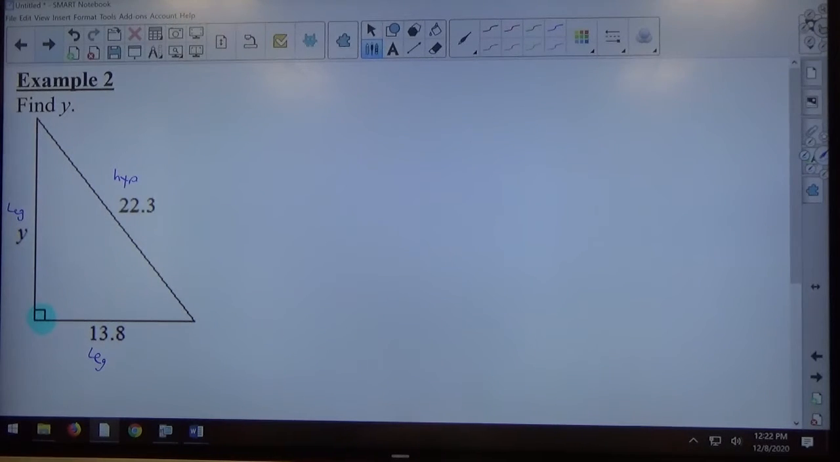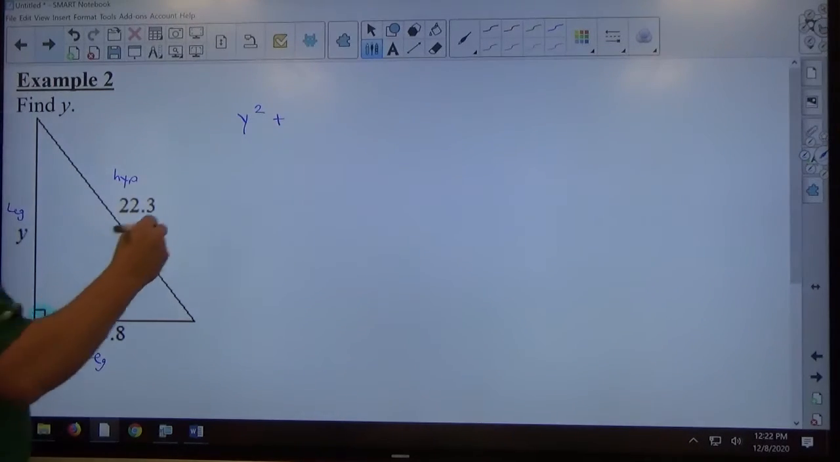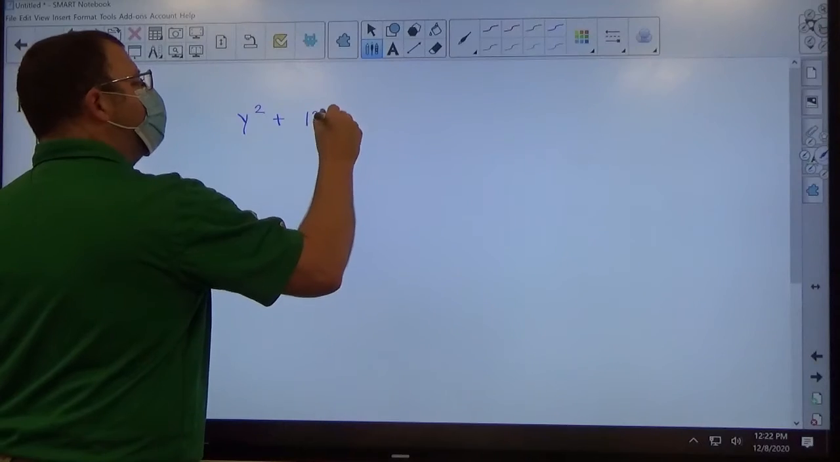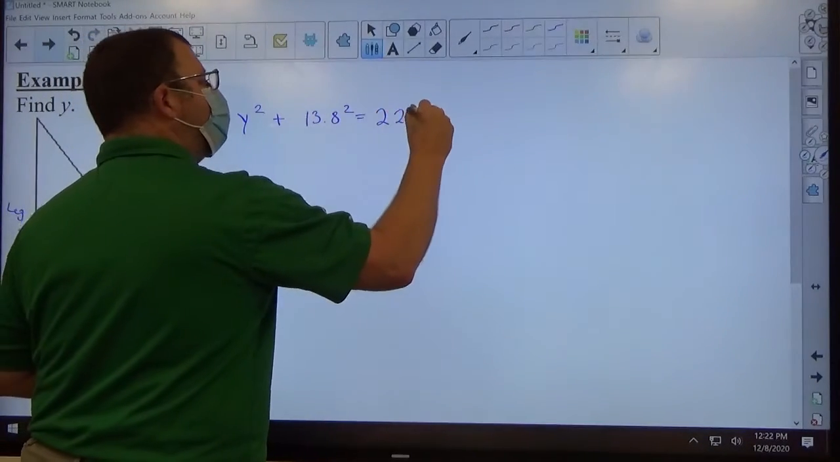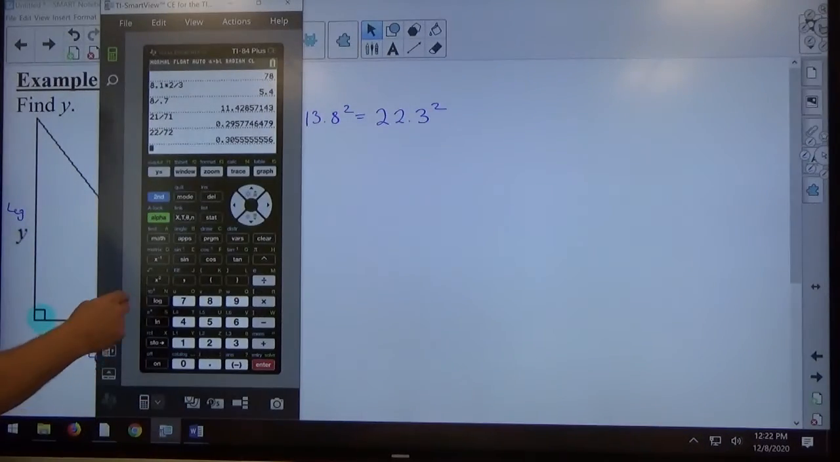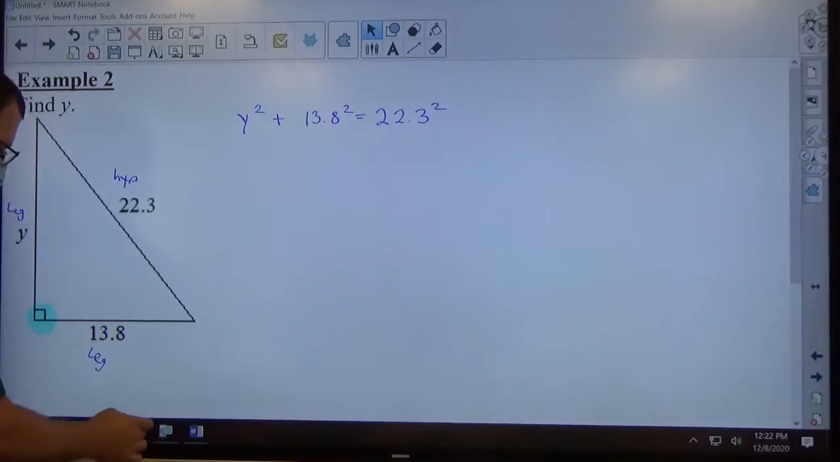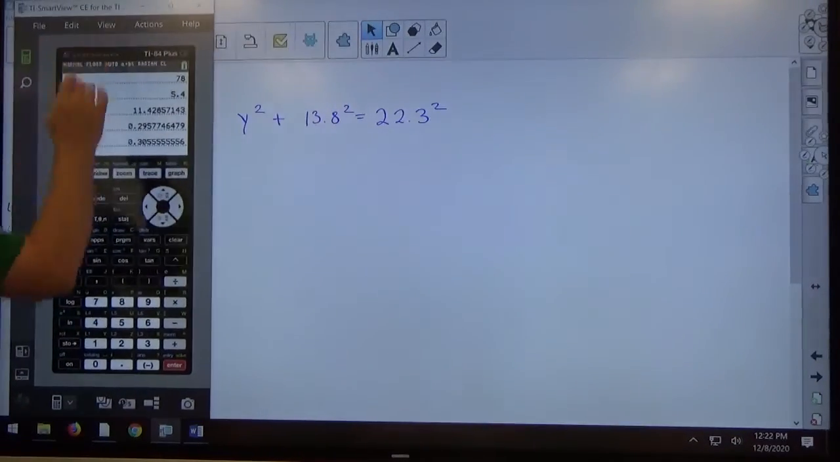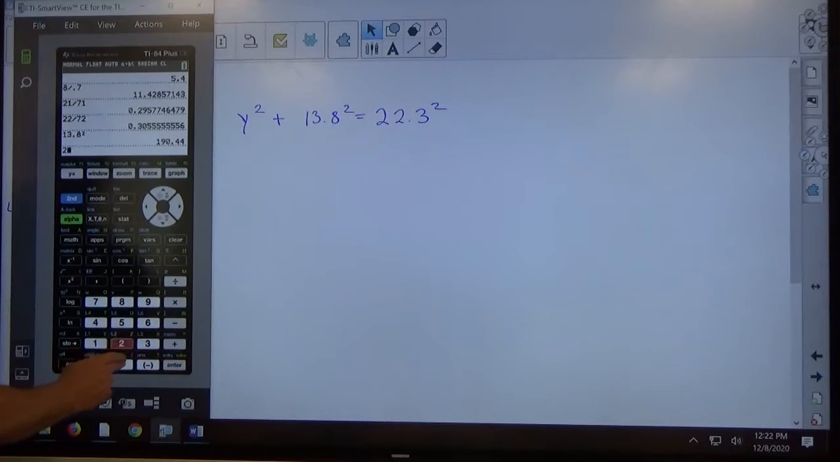So leg squared, which would be y squared, plus other leg squared, which is 13.8 squared, equals hypotenuse squared, which is 22.3 squared. These numbers are a little bit more challenging to square in my head, so I'm going to do 13.8 squared and 22.3 squared. Just type it in a calculator, we get those numbers.